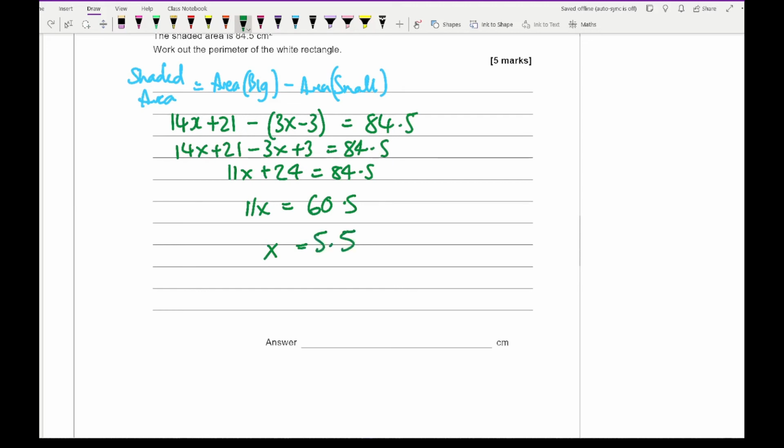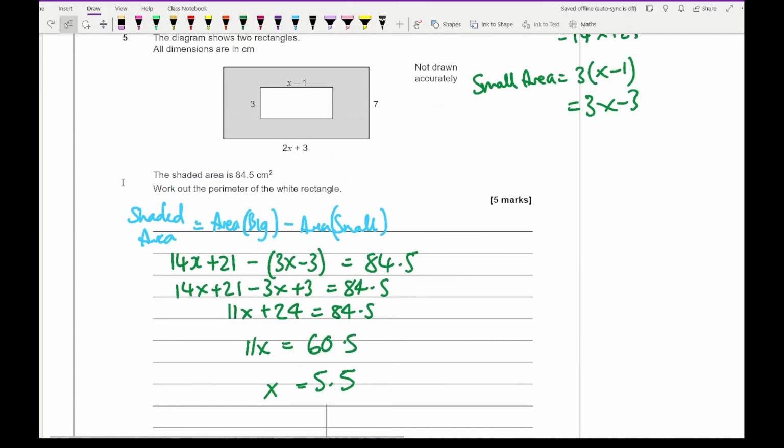Now I've not finished the question because the question's asked me to work out the perimeter of the white rectangle. So if I just halve this so you can see it all on the screen, the perimeter of the white rectangle. I can spell it, which clearly I cannot. So let's rub that out and write it properly.